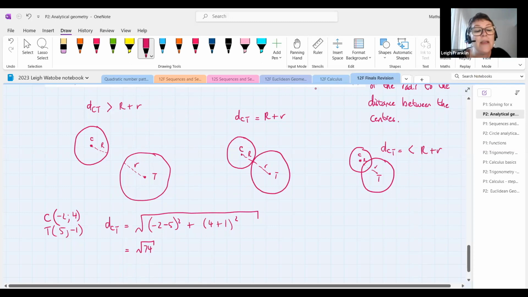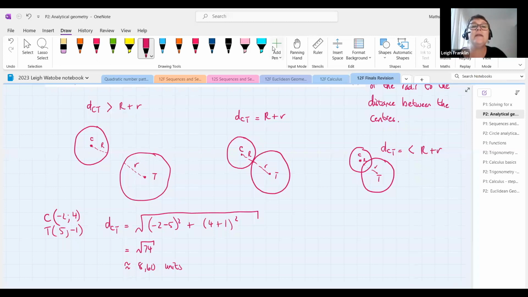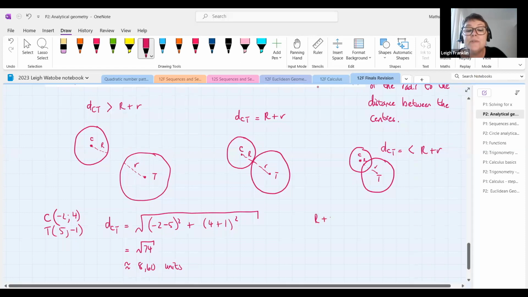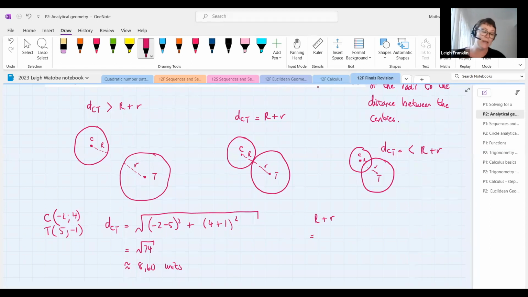And just to make it easier for me to compare it, I'm going to round this off so that I can see actually what it is as a decimal. So this gives me 8,60 units as the distance between the centers. Now, in a separate calculation, I'm going to do the sum of the radii. I've used a capital R for the one radius and a small r for the other radius just to differentiate between the two of them.